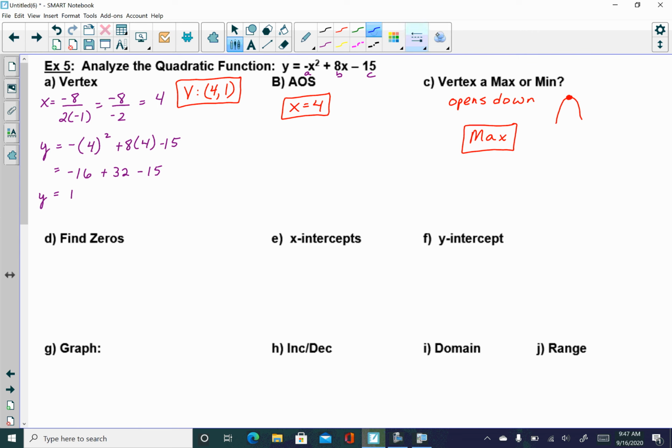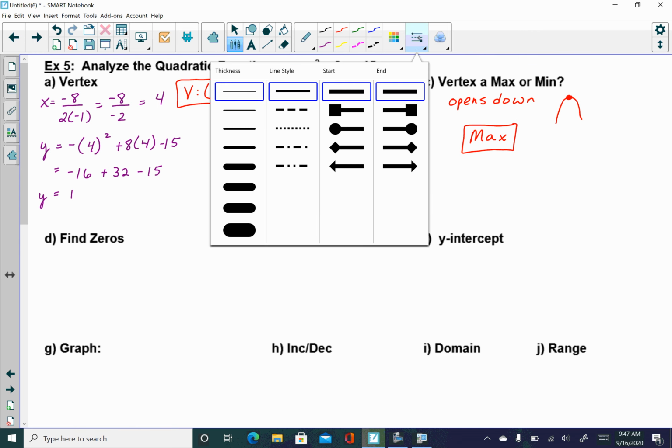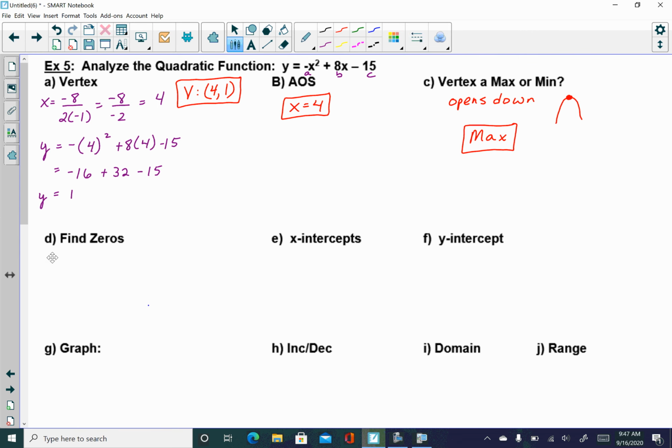Then it wants us to find the zeros. So in order to find the zeros, remember that's where you set your function equal to 0. So you have negative x squared plus 8x minus 15 equals 0. And you solve for x, just like we were doing in the previous section. Whenever I factor, I never like to work with my leading term being negative. So it is legal to go through and change all of your signs. So I'm going to do that. So x squared minus 8x plus 15.